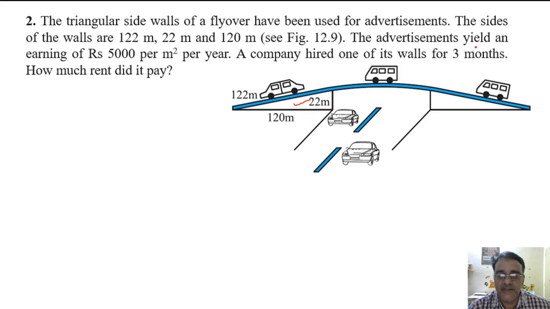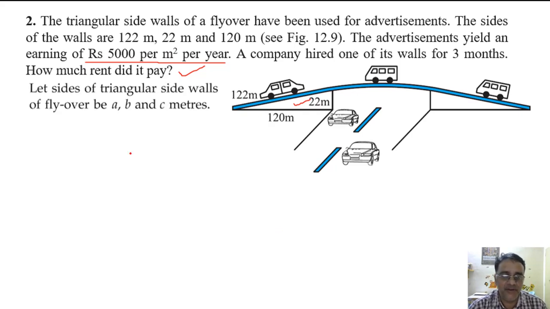Now the advertisement yields an earning of rupees 5,000 per meter square per year. A company hired one of its walls for 3 months. How much rent did it pay? This is a very good question. So first of all, we need to find the area of this triangular side wall. So we are going to take a, b, c. Okay. So a is 122, b is 22, and c is 120.